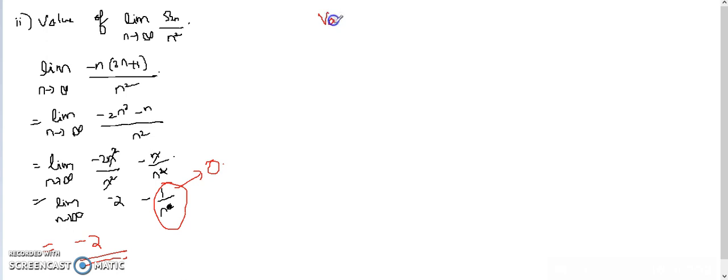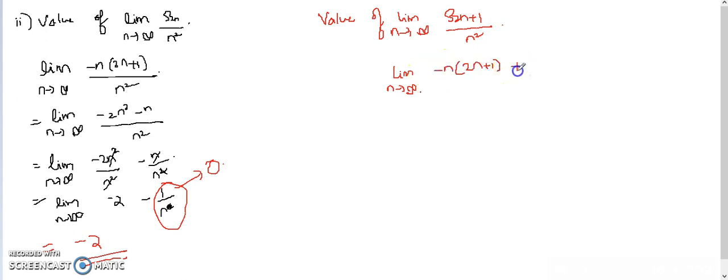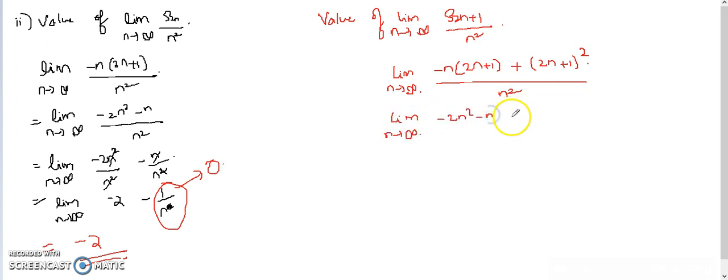Now finding the value of limit n tends to infinity s2n plus 1 by n square. So what is s2n plus 1? Limit n tends to infinity, s2n plus 1 can be written as minus n into 2n plus 1 plus 2n plus 1 the whole square. So this entire thing is divided with n square. Opening the bracket, simplify it. So you get minus 2n square minus n.